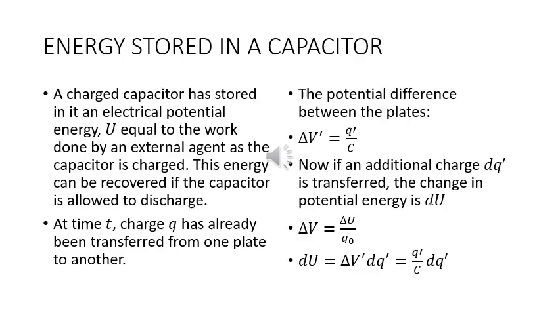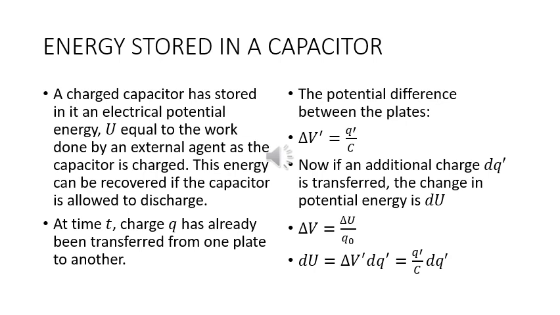which is 3 by 5 Q square upon 4 pi epsilon naught R. Next we find out the expression for the energy stored in a capacitor. A charged capacitor has stored in it an electrical potential energy U equal to the work done by an external agent as the capacitor is charged. This energy can be recovered if the capacitor is allowed to discharge.